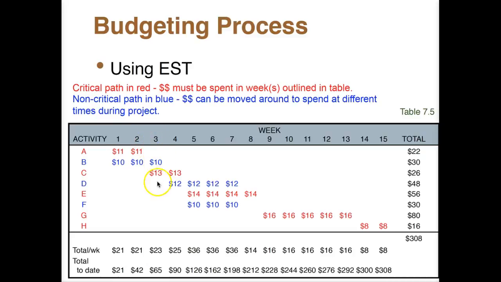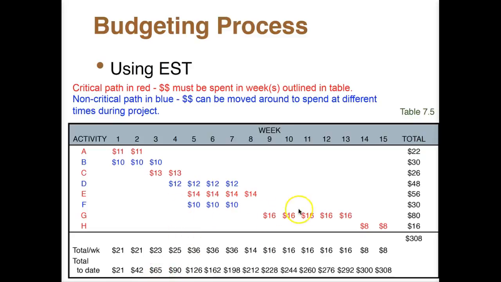And then for week 3, we see an additional $23,000 needs to be spent. Activity A is over after weeks 1 and 2, but we see now we're continuing activity B and starting activity C. So that's where the money is being spent there. And of course, the cumulative amount will be the $42,000 plus the 23, which gives us 65.